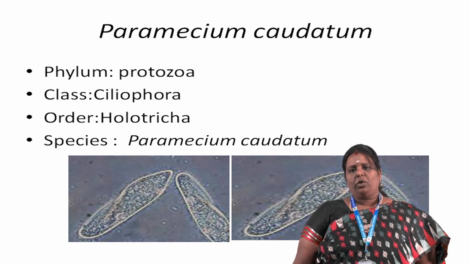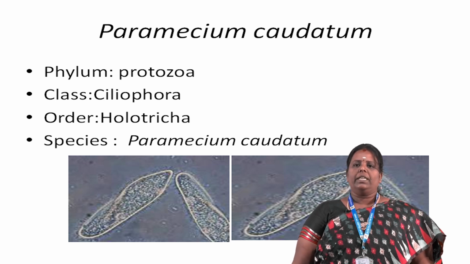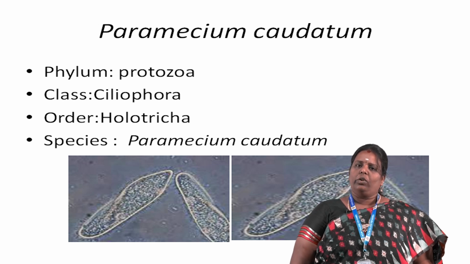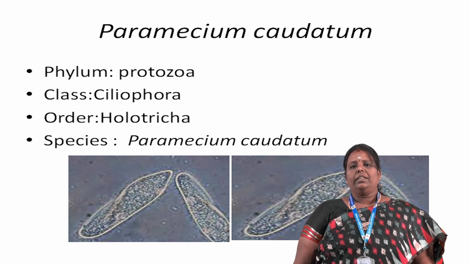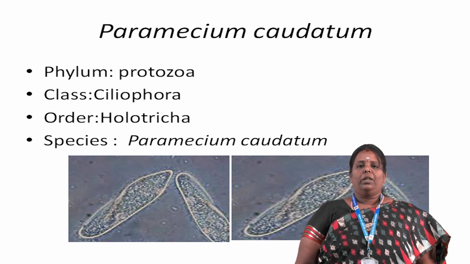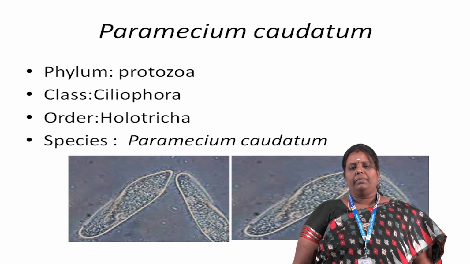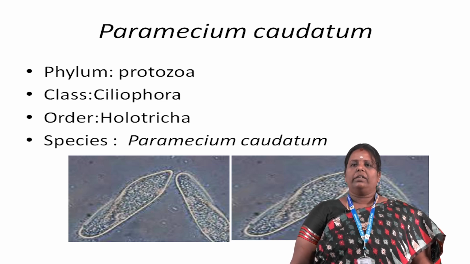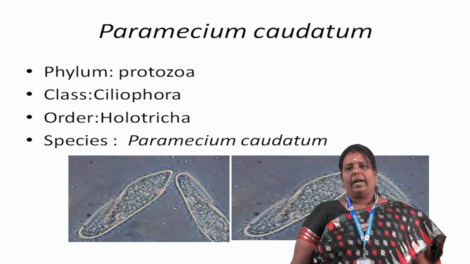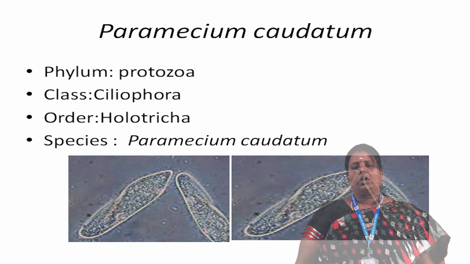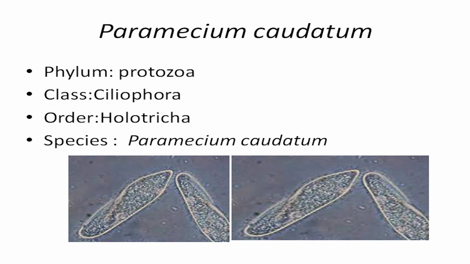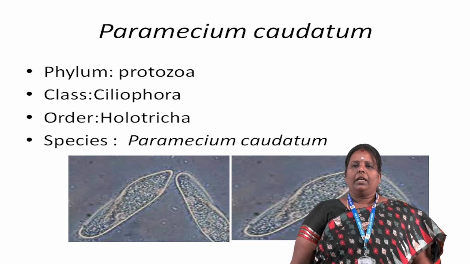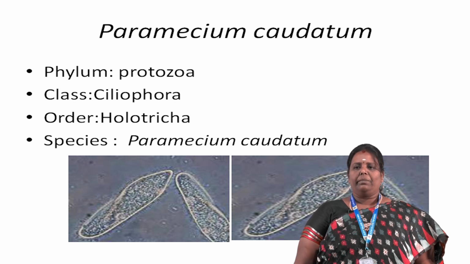The class is Ciliophora. Why do we call it Ciliophora? Because the body of this animal is fully covered with cilia. The cilia are the main part of this animal, and they are mainly used for locomotion. Locomotion means moving from one place to another. So the class is Ciliophora, and the order is Holotricha. In the next slide I will explain the shape of the animal. This is the structure we can see through the microscope in Paramecium caudatum.